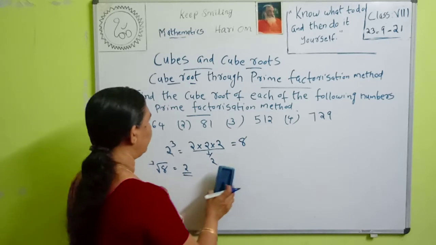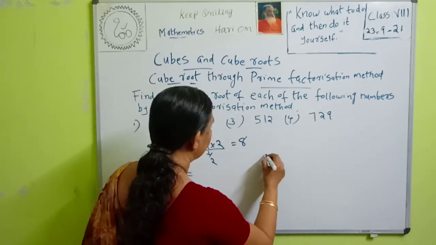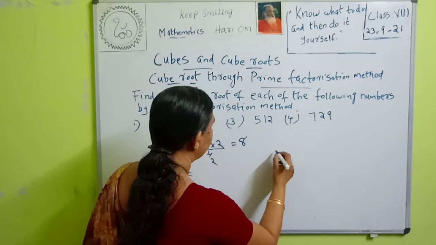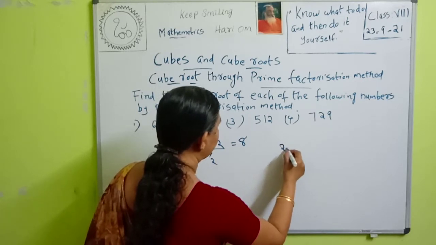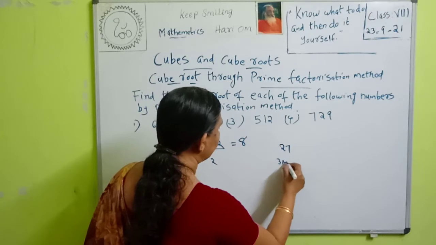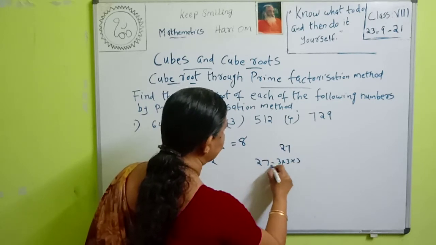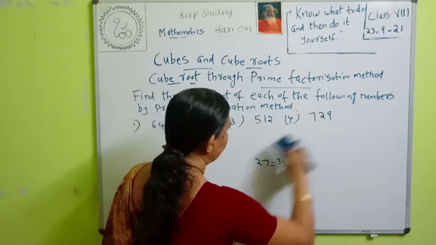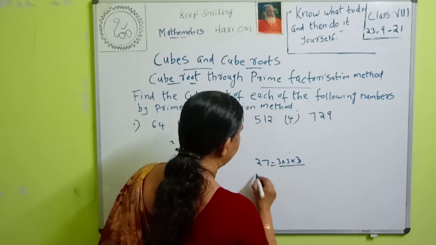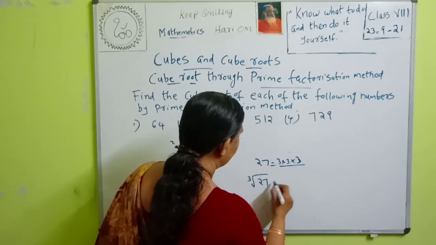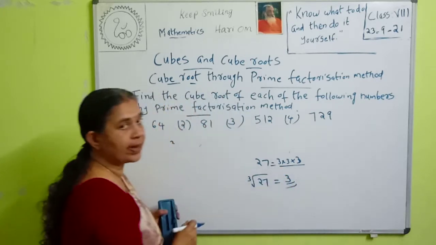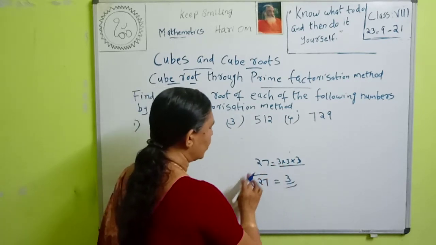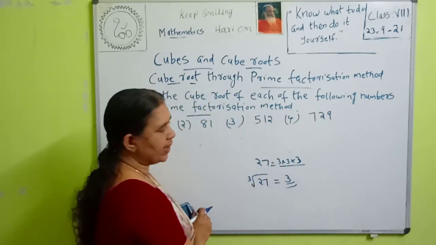Then what is the cube root of 27? 27 we can write as 3 into 3, 9, 9 into 3, 27. 27 is equal to 3 into 3 into 3. Then 27 is equal to 3 how many times? Then what is the cube root of 27? The cube root of 27 is 3. You take 1 from this triplet. Therefore, the cube root of 27 is equal to 3. Okay.